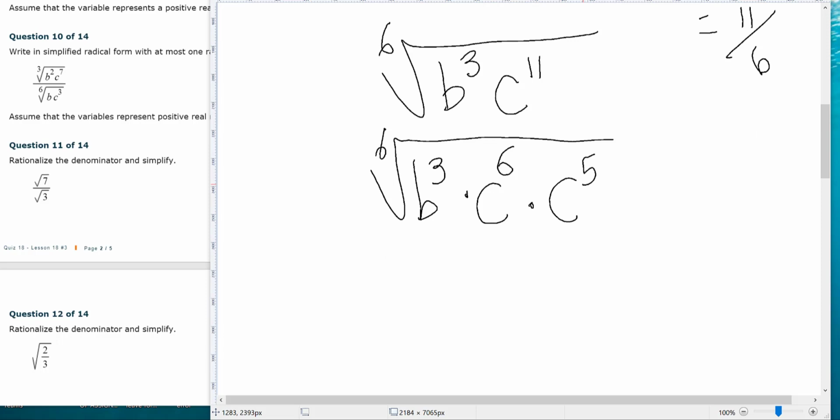So the 6th root of c to the 6 is c. Then I have left the 6th root of b cubed c to the 5th. And that won't reduce anymore because that index 6 can't divide evenly into 3 or into 5. So the final answer for number 10 is c times the 6th root of b cubed c to the 5th.